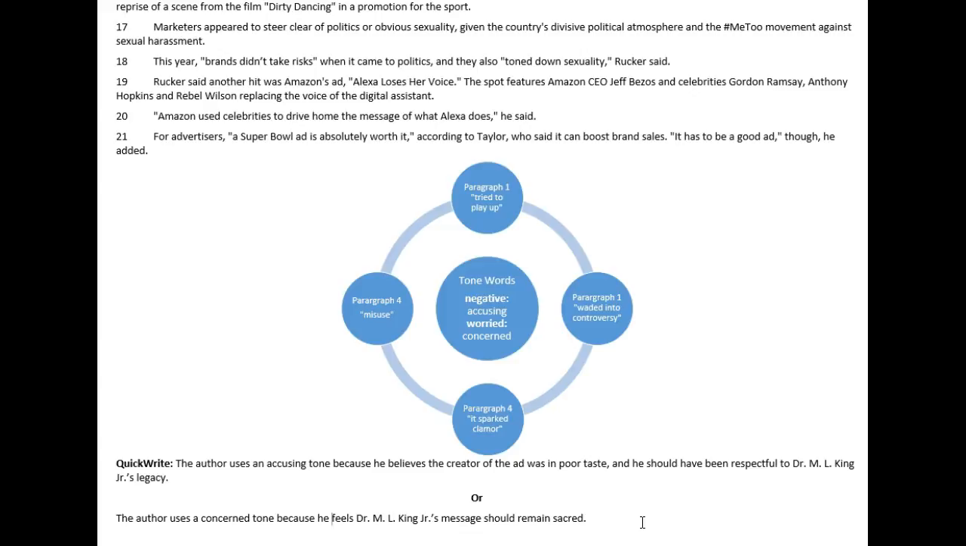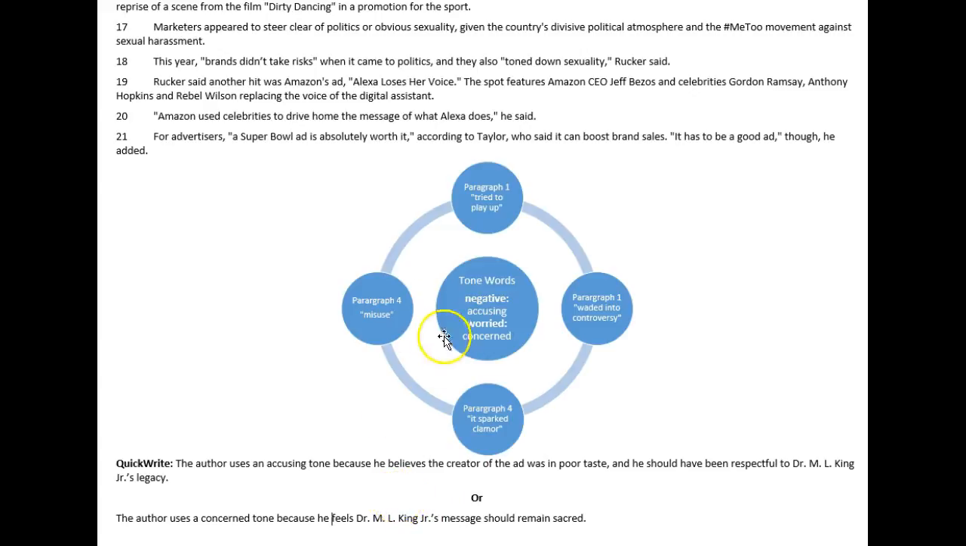So, of course, for you, when it's time for you to practice with the remainder of the article, you only need to choose one tone word. I wanted to use two different tone words so that you knew there's not just one right answer. So as long as you can justify your identification of tone and you can explain it logically like I did here, you're going to be on the right track.